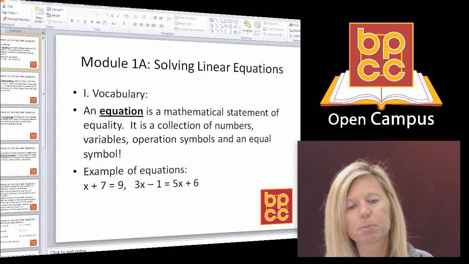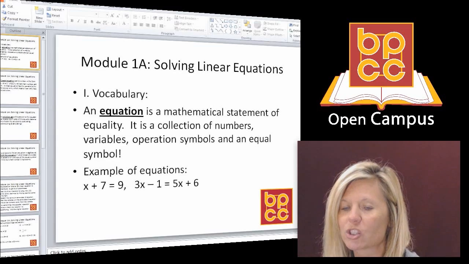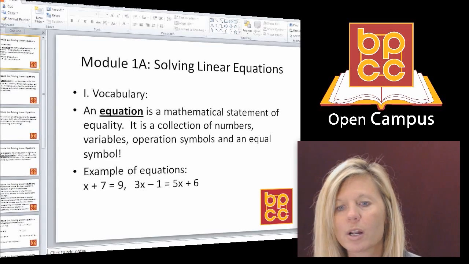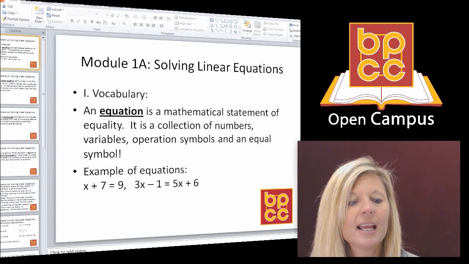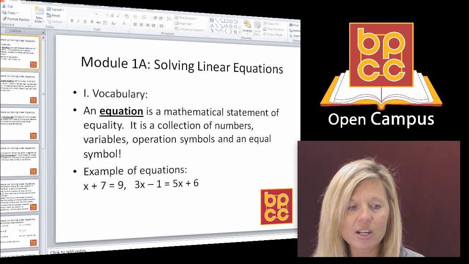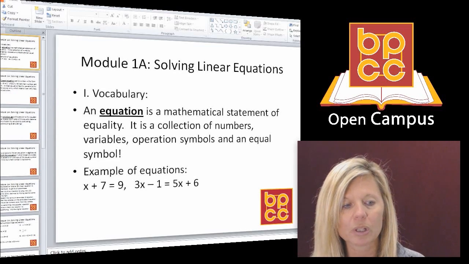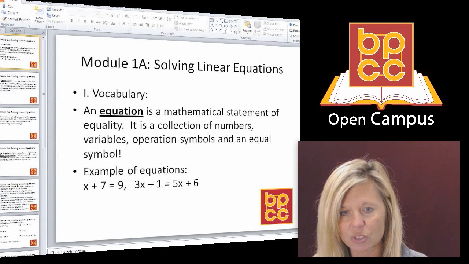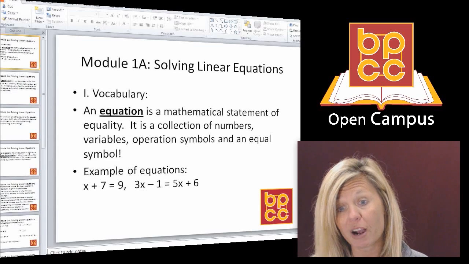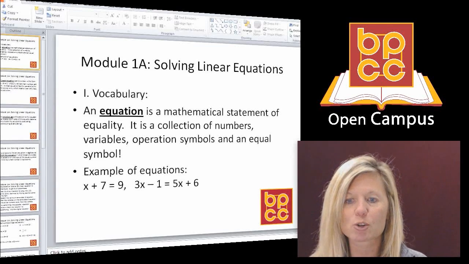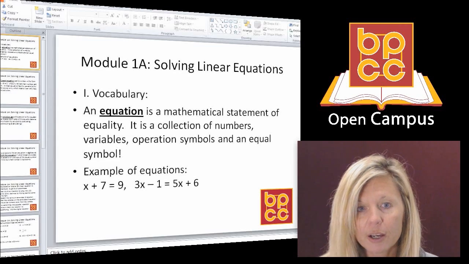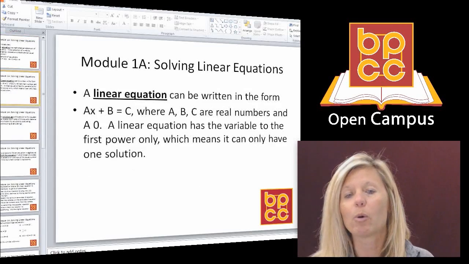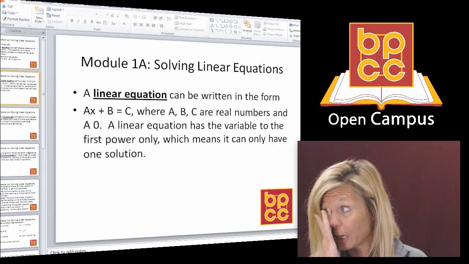So if you look, x plus 7 equals 9 is an equation. 3x minus 1 equals 5x plus 6 is an equation. It's an equal sign. It's an equality. You want to make sure you keep both sides equal at the same time. They're balanced. Now, we don't have to use the variable x, but in most algebra books, that's the variable they use with equations.